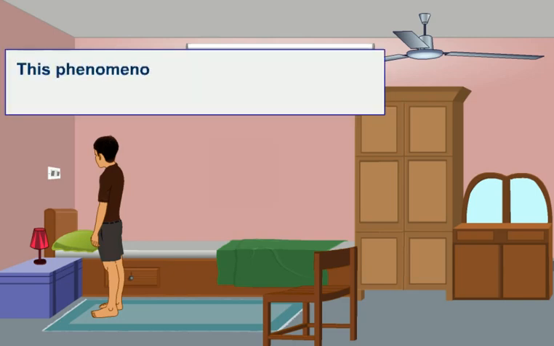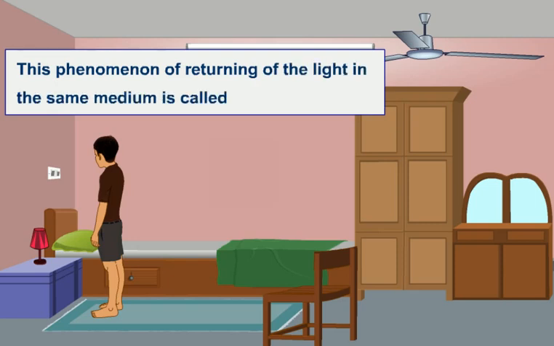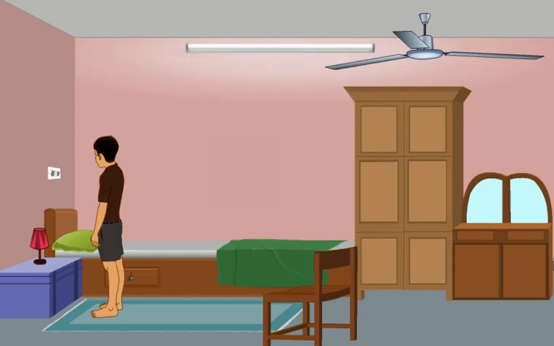This phenomenon of returning of the light in the same medium is called the reflection of light. Objects are visible due to the reflection of light. If there was no reflection, nothing could be seen.